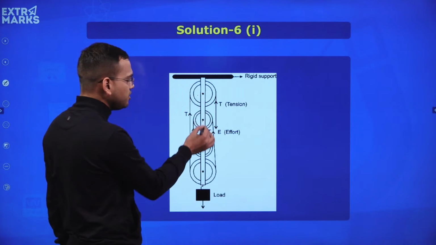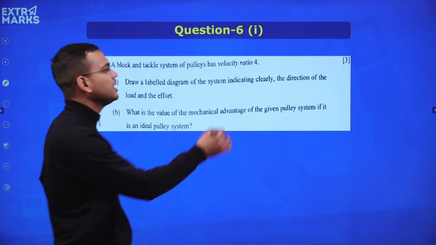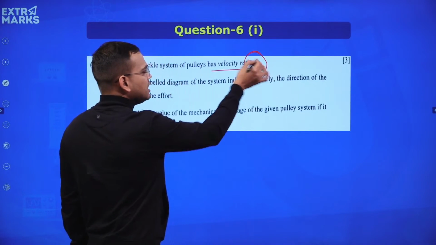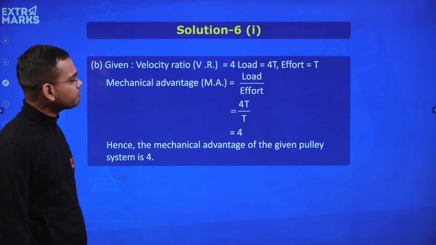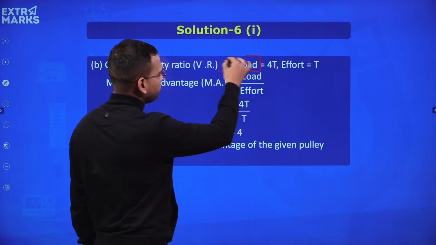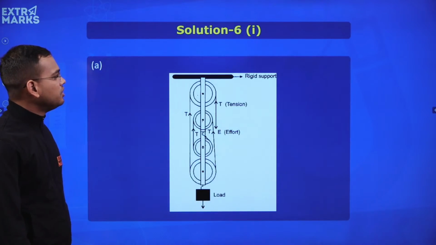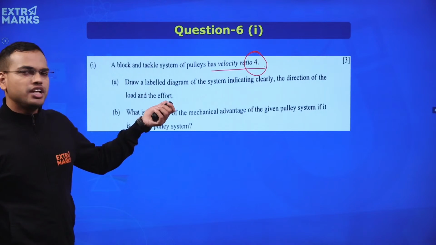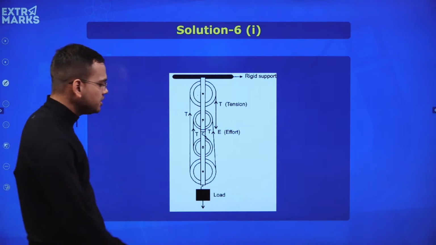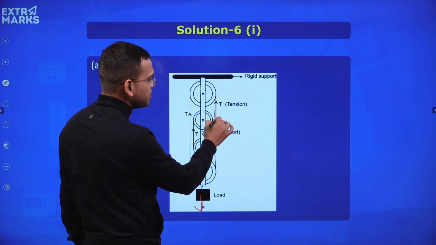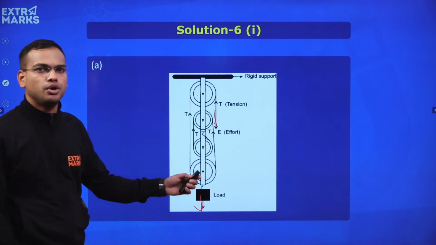There are 4 pulleys here, because it is mentioned that velocity ratio is 4. If velocity ratio is 4, the number of pulleys will be 4. Now we have drawn the diagram including the direction of load and effort. Very simple. Direction of load is here and direction of effort is here. Here you have to put the effort so that the load can be lifted.